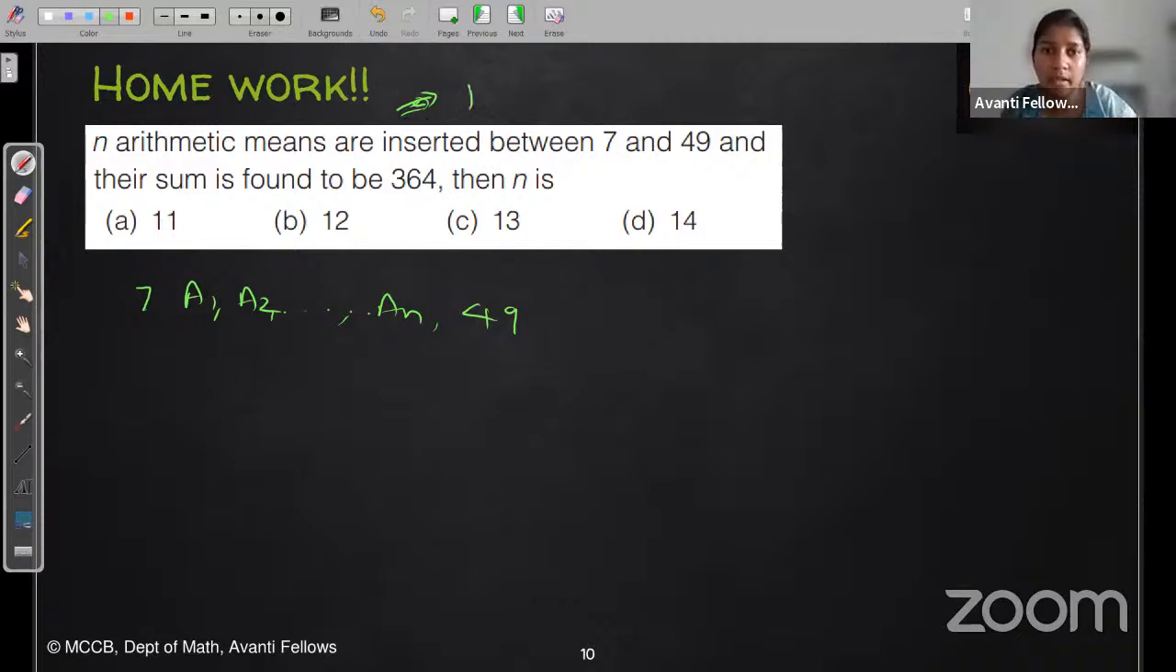I can give a hint also here. The hint is, we know A1 plus A2, so on up to AN is equal to N into the arithmetic mean between two terms. This is what we have. Just think about it and solve this and come to tomorrow's class. Right? I'll discuss this in tomorrow's class. Definitely. It's a homework problem. Note it down. Fine?